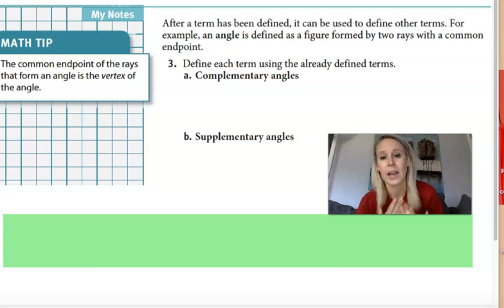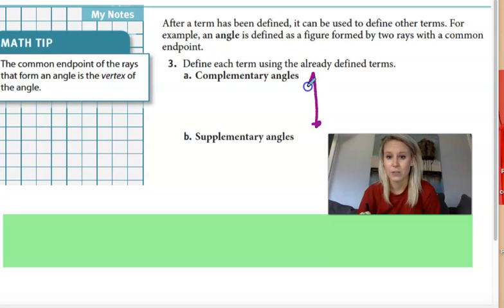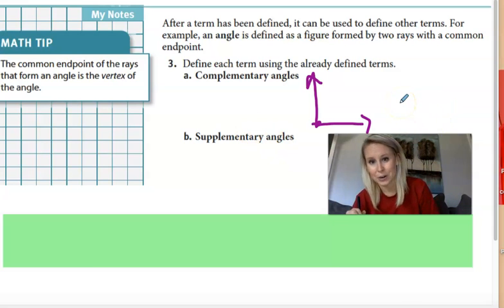So, for example, an angle is defined as a figure formed by two rays with a common endpoint. Again, we already defined the word ray, and so if I have a ray going this way and a ray going this way, I now have created an angle. So based on that defined term, I was able to create a definition for angle, right?